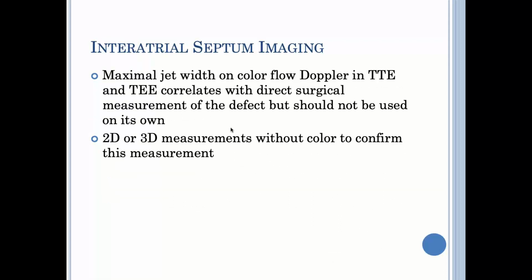Next, in terms of interatrial septal imaging, this is something I learned here as well in TTEs, that the maximal width of the jet on the color flow can correlate with direct surgical measurement of the defect. But the guidelines are very cautious about using this measurement on its own, as there can be many issues with relying on this for planning. So they do emphasize the importance of using other 2D or 3D measurements without color Doppler to confirm the measurement, especially if it's being used for surgical planning.